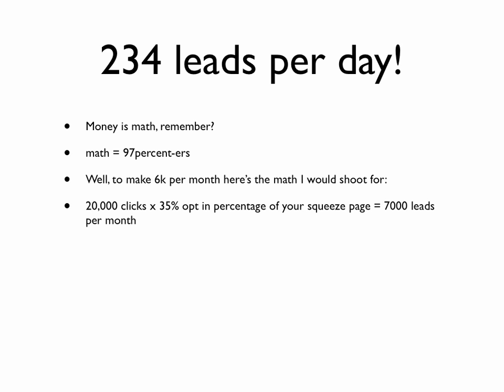20,000 clicks times a 35% opt-in percentage on your squeeze page equals 7,000 leads per month. Now, you could start small, of course. You could start with 1,000 clicks a month, 500 clicks a month, even 100 clicks a month. I'm not saying you have to start with 20,000 clicks. I'm just going to use the same numbers to show you the math. So let's just say 20,000 clicks.